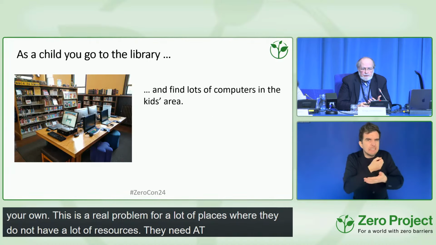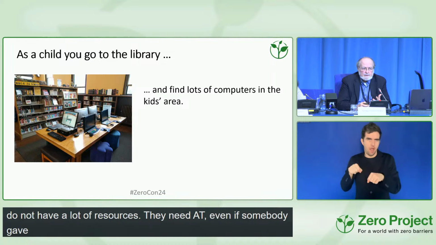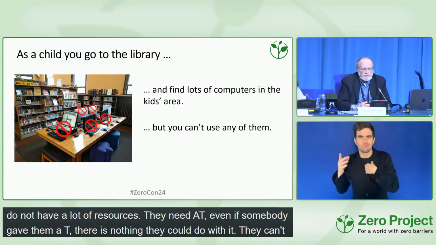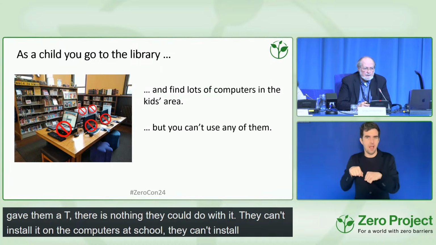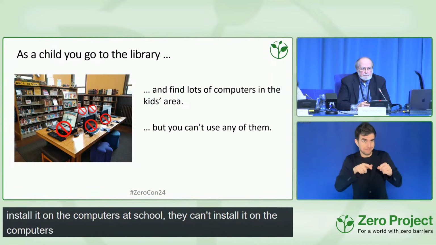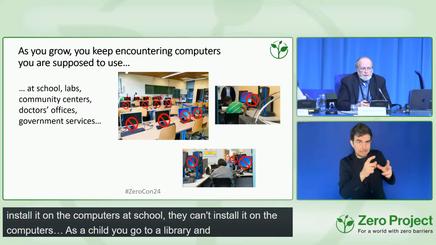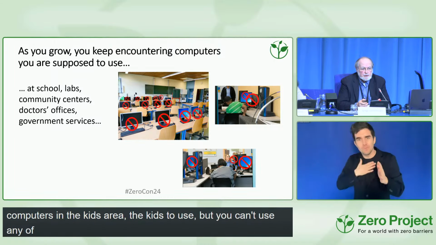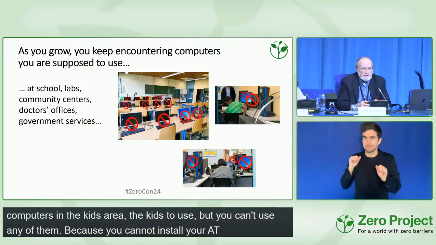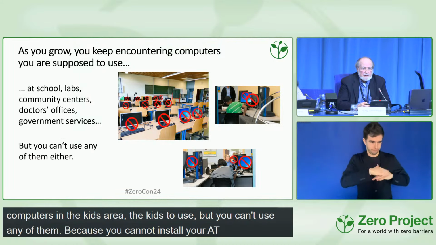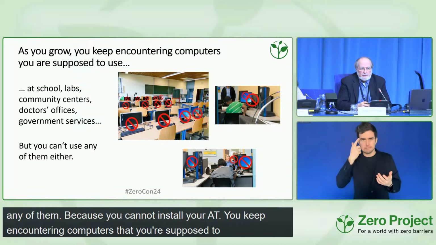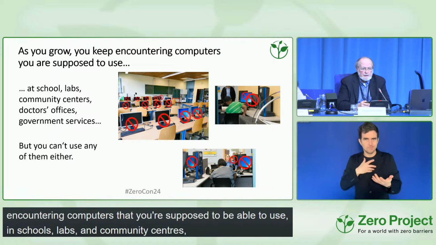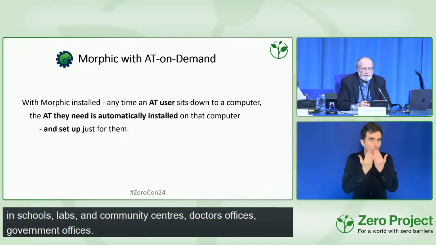So as a child, you go to a library and you find lots of computers in the kids area for kids to use, but you can't use any of them because you can't install your AT. As you grow, you keep encountering computers that you're supposed to be able to use at school, in labs, community centers, doctor's office, government services. And these are there for everybody to use except you, because you can't use any of them either. They are not accessible to you. You can't put your AT onto them.